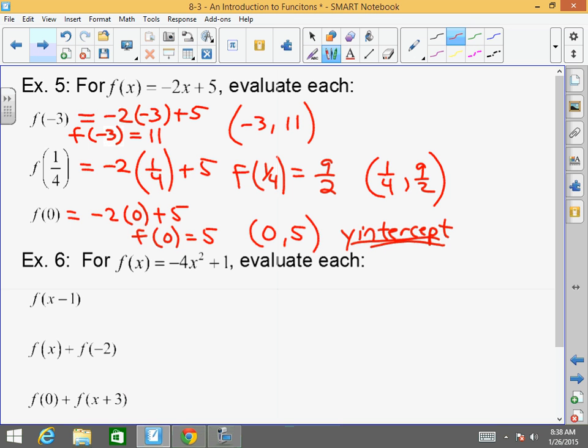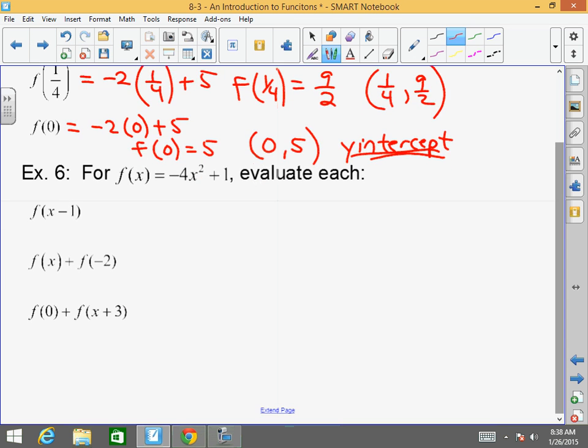Now comes the fun part. And I love this type of stuff. I want to find f of x minus 1. What am I replacing the x with here, guys? Every x in the original function f, I'm going to replace with x minus 1. So this is going to give me negative 4 times x minus 1 squared plus 1. Please remember that x minus 1 squared is not x squared plus 1. It's x minus 1 times x minus 1.